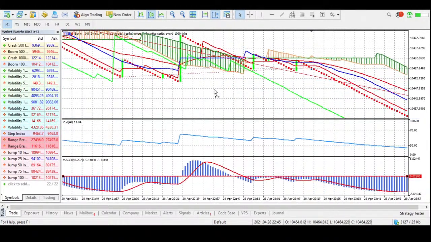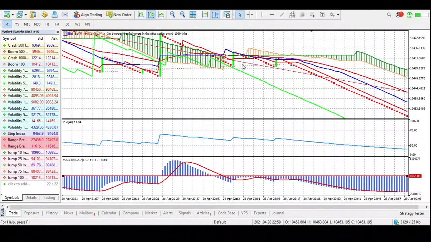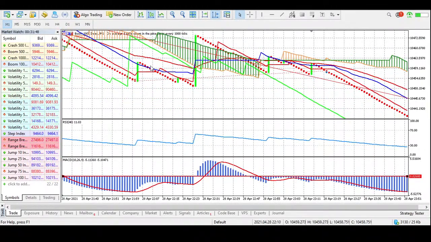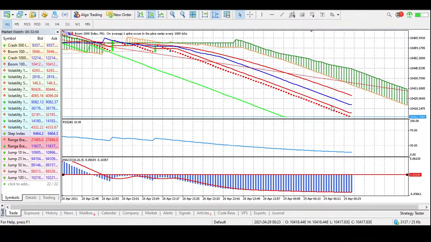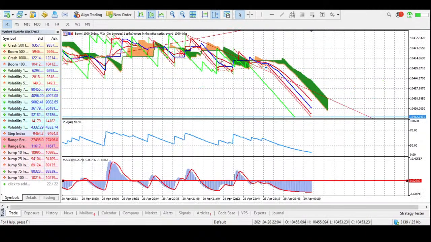Then our conversion line, which is the red 9 exponential moving average, has crossed below the blue, which is the baseline, the 26 moving average. So what happens is going to be a sell. So we're in a deep sell. Seriously, we're in a deep sell.